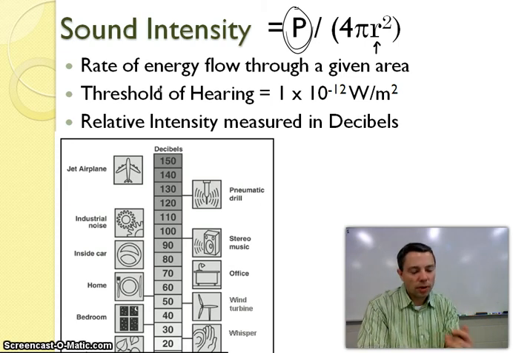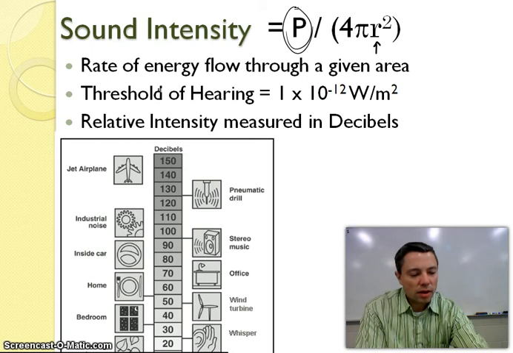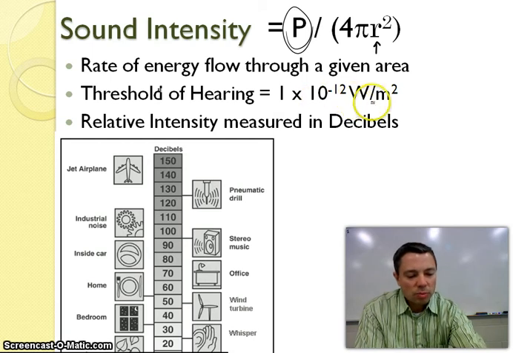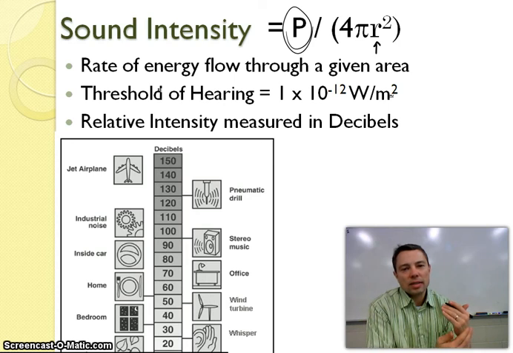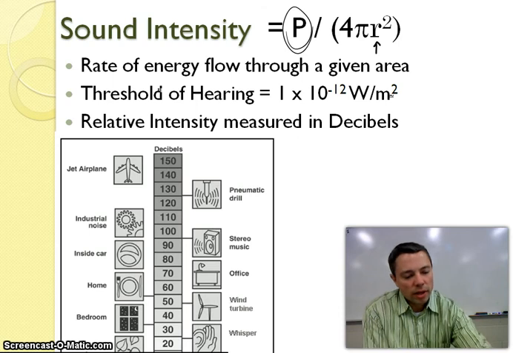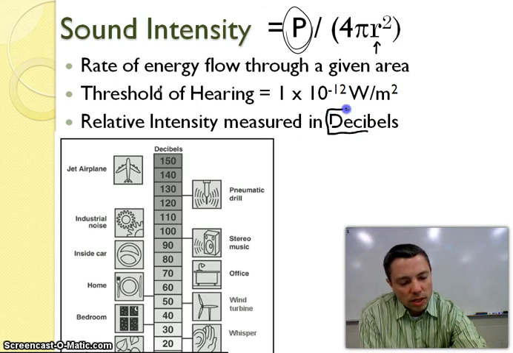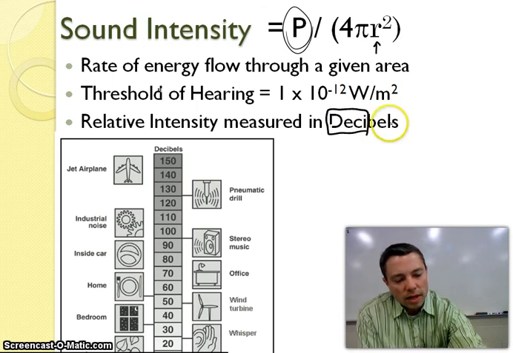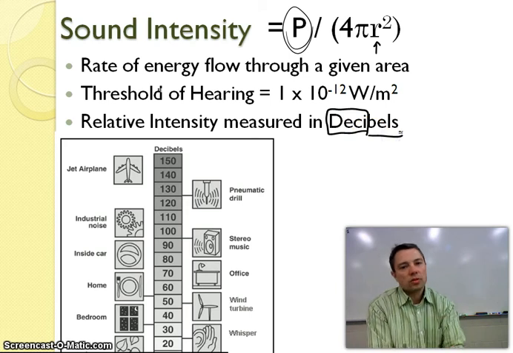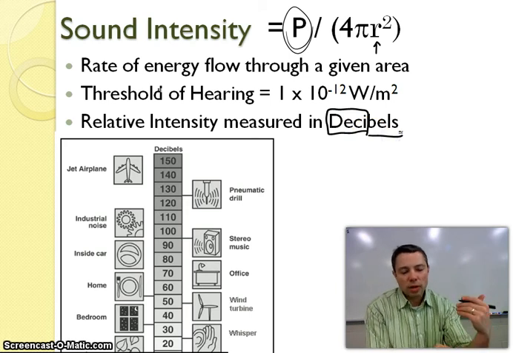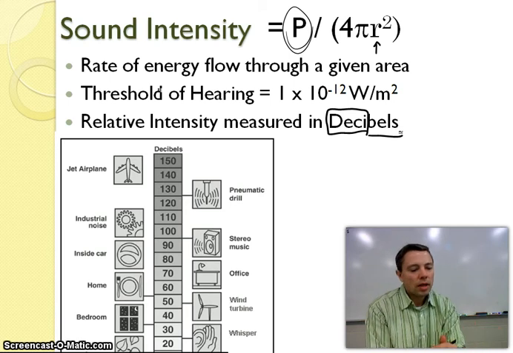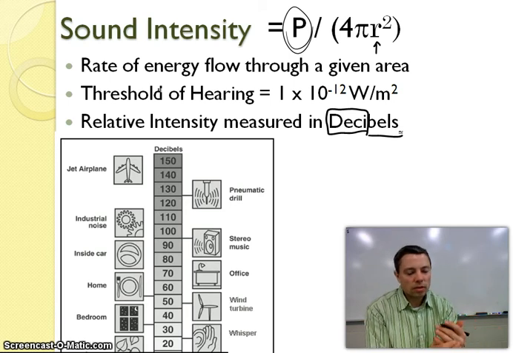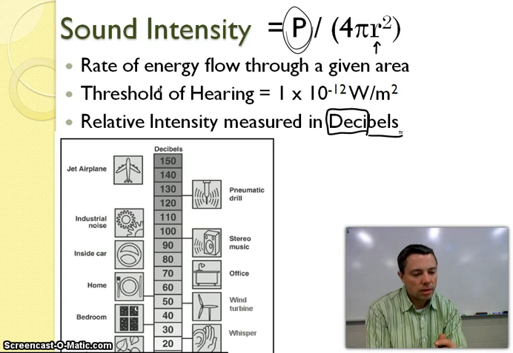And we were talking about how the threshold of hearing is 1 times 10 to the negative 12th watts per meter squared. Again, when we talk about sound intensity, we talk about it in terms of decibels. When I look at the word decibels, it's the unit bells. Deci just means that we have 10 bells equal to 1 decibel, and so we relate it in terms of that prefix in the metric system.